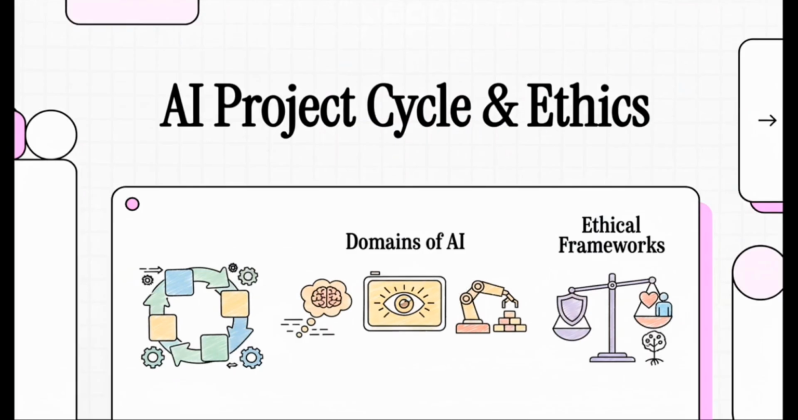Let's get started. Welcome. Have you ever used Google Maps and wondered how it just magically finds the fastest way to get you somewhere? Or when you're on YouTube, how does it know exactly the kind of video you want to watch next? Well, that's not magic, it's artificial intelligence.